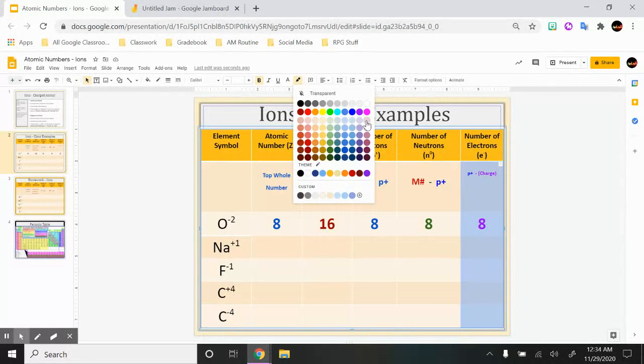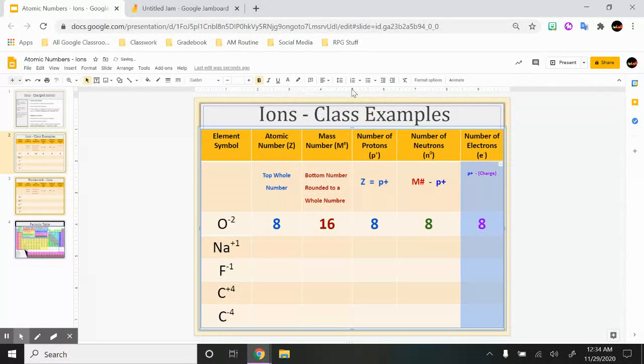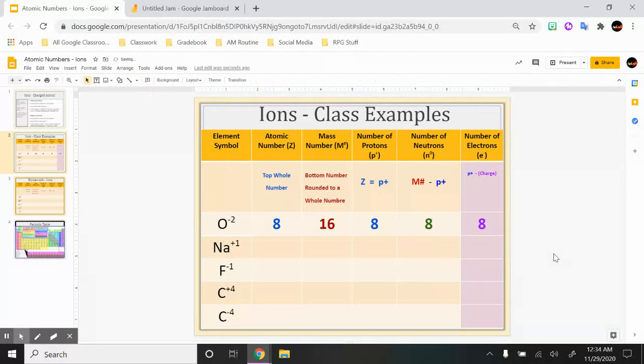What color do I want to change it to? Let's do pink. That didn't do anything. There we go. Okay. So now let's do sodium.